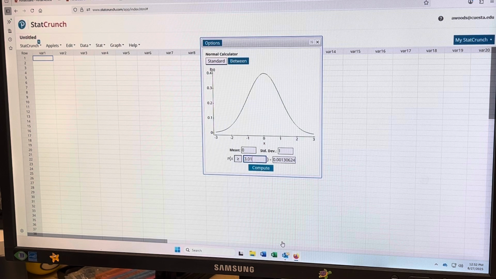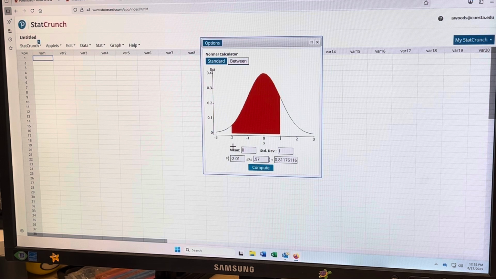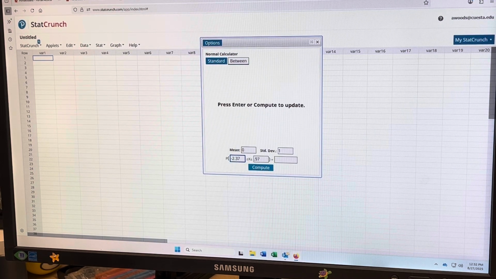Now let's say that the next one that we got gave us a graph, and it said for us to find the area between negative 2.37 and negative 0.41. So we're back to a between, so we've got to switch back to between. Remember, we're always leaving the mean and the standard deviation alone, just leave it alone. And here we're putting in negative 2.37, and here we're putting in negative 0.41.